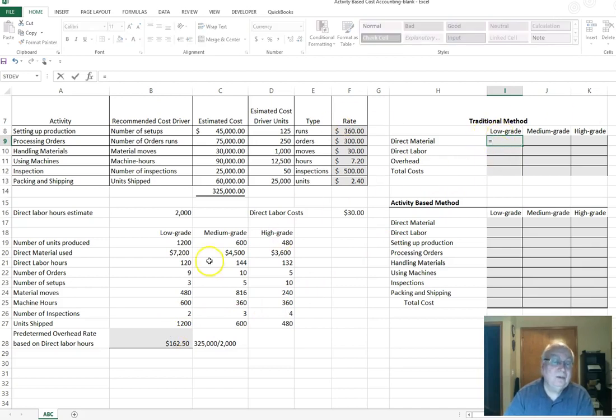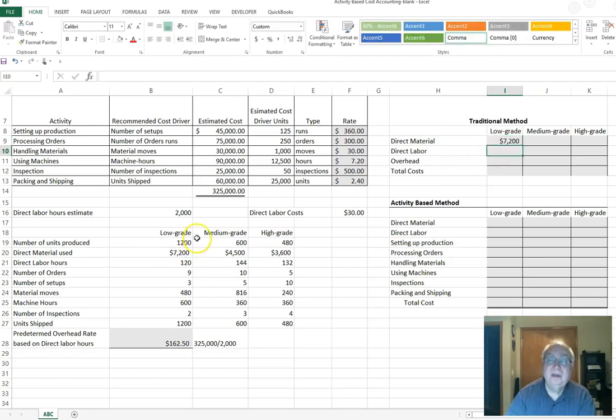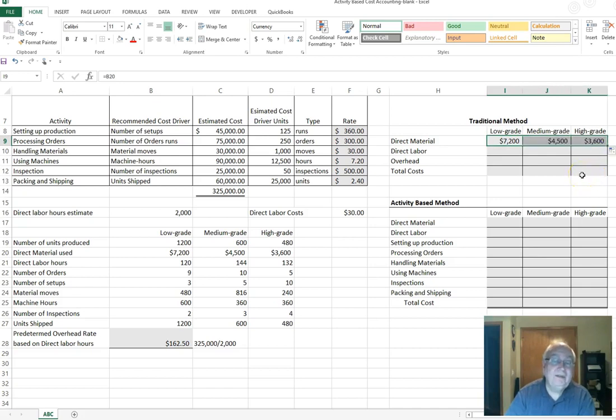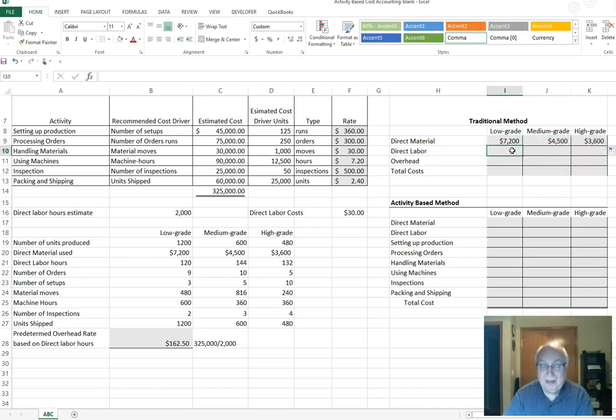Okay. Now to compare the two, we take equal our direct material. That's going to be the same. So it's 7,200 since that's given, 4,500 and 3,600. Direct labor, we look at our labor hours, which is 120, times our cost of $30. I want to anchor it with the dollar signs. It's 3,600, and we bring that across.